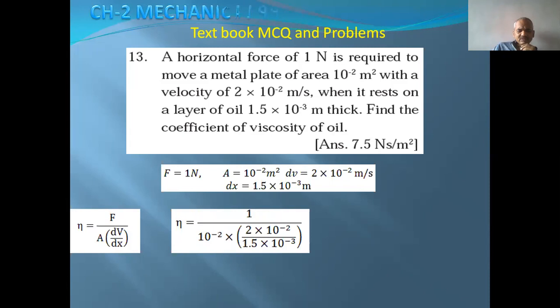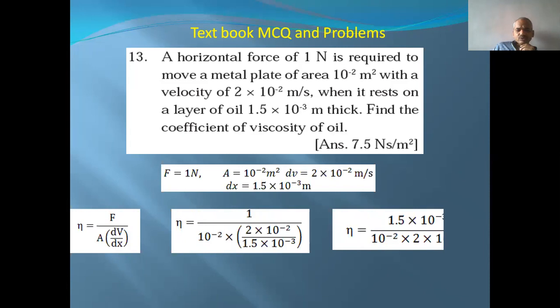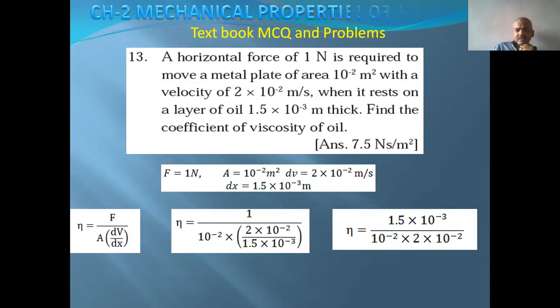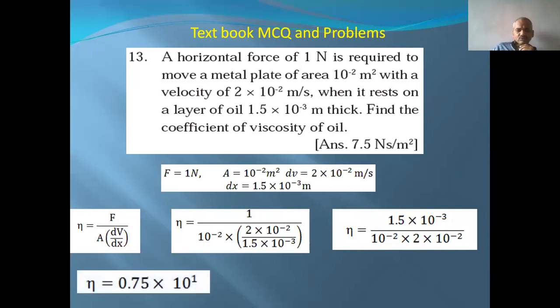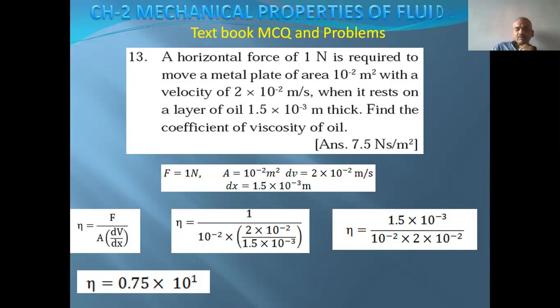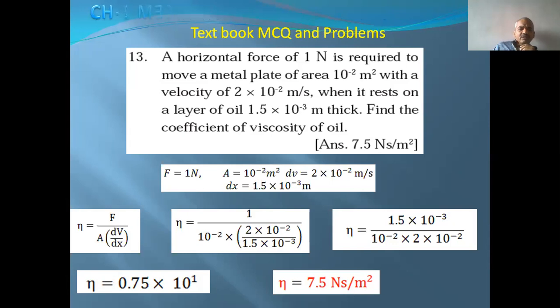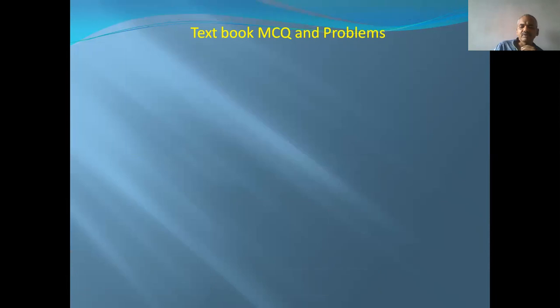This calculation is very simple. You can do it orally. Just take the 1.5 into 10 raised to minus 3 in the numerator, and cancel out the powers of 10 to get the final answer. 1.5 divided by 2, you get 0.75, and the power of 10, that is 1. The multiplication gives you the final answer as 7.5 Newton second per meter square.